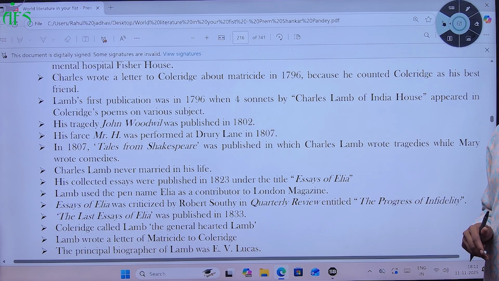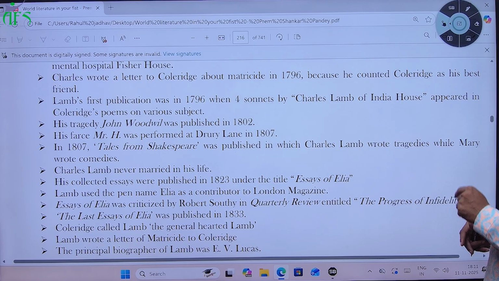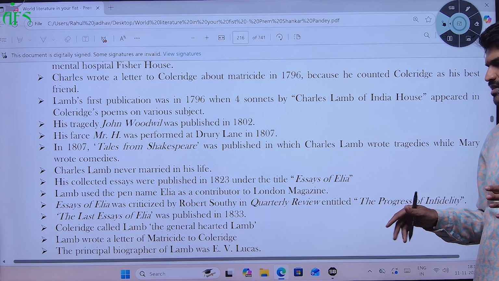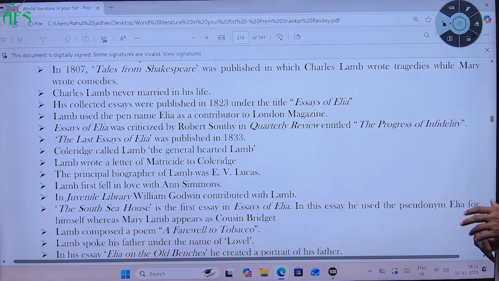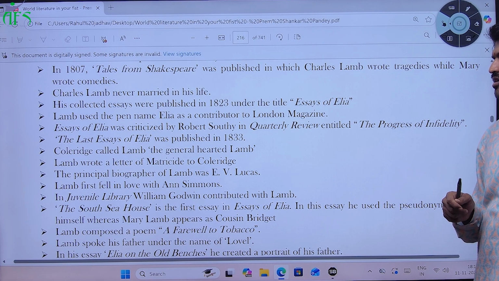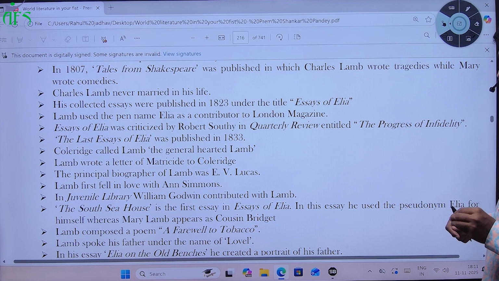Now, in 1807, Tales from Shakespeare was also published, in which Charles Lamb wrote the tragedies while Mary wrote the comedies. Charles Lamb never married in his life. His collected essays were published in 1823 under the title Essays of Elia. His Essays of Elia was criticized by Robert Southey in the Quarterly Review in an article entitled The Progress of Infidelity.